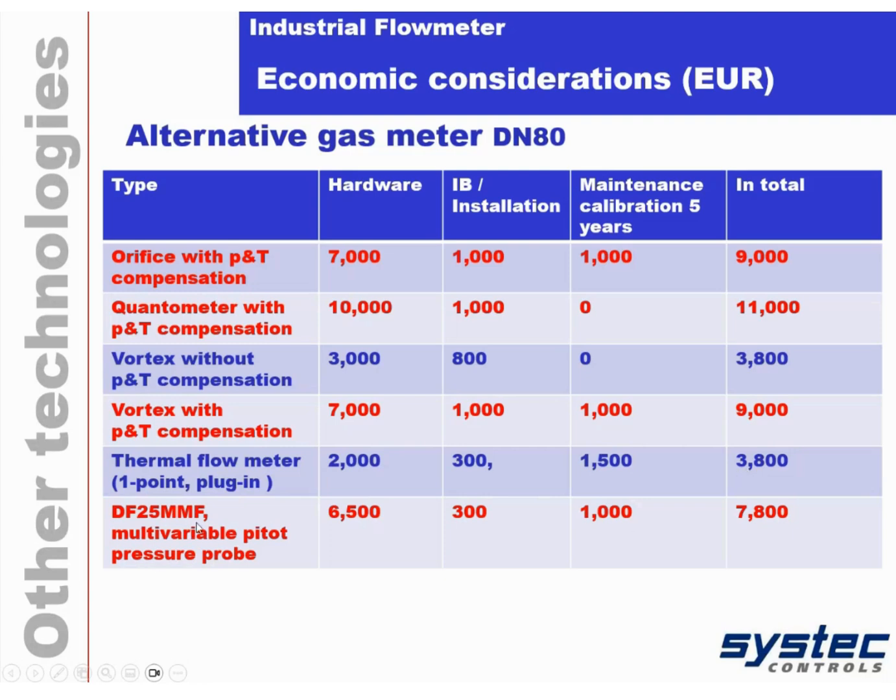Our Delta Flow DF25, the pitot tube, together with our multi-variable transmitter. So you have already a mass flow meter here. There the total cost is approximately 6,500 euro. Installation is very easy. Maintenance and calibration, once you have to calibrate perhaps the DP transmitter, total cost of ownership 6,000 to 8,000 euro approximately.